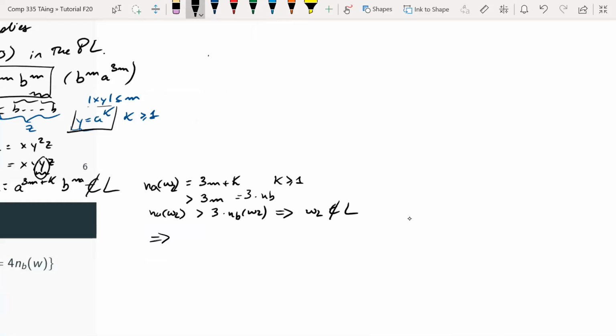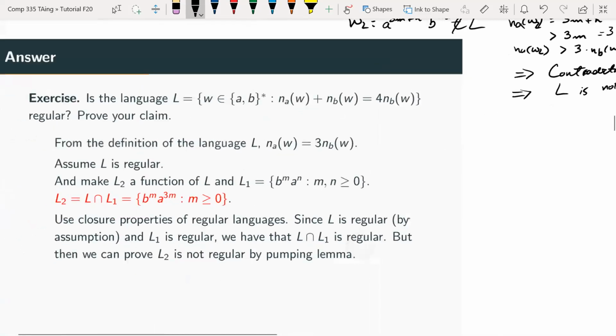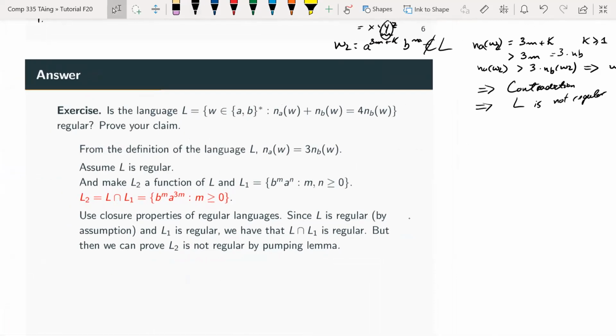And that implies that I have a contradiction, right? Because the pumping lemma tells me that any pumped up or pumped down string should be in L. So this is a contradiction. And so what this means is that my initial assumption was wrong, i.e. L is not regular. All right. So that's one way of showing it.